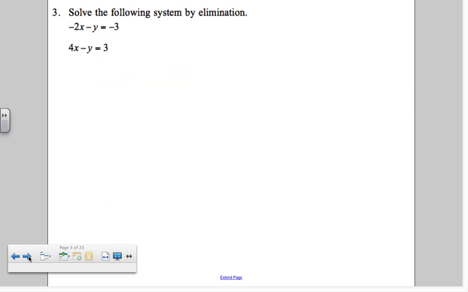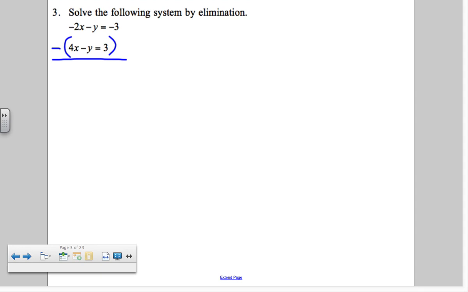The third problem is one where you have to actually solve by elimination. So the first thing you want to do to use elimination is make sure your x's, y's, equal signs, numbers are all lined up. And then, if you need to, you can multiply one or both equations by a number, and then add or subtract the equations. In this case, since the y's are both negative y, you can eliminate those by subtracting the two equations.